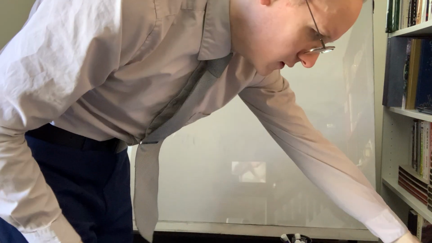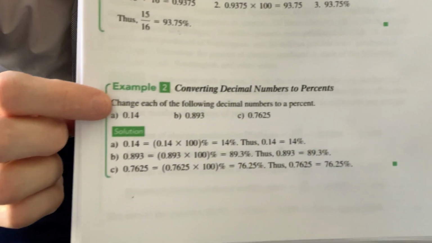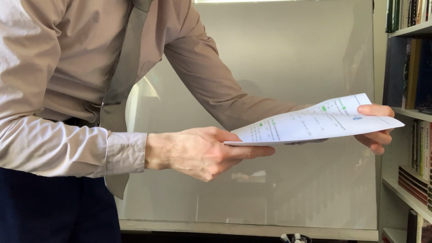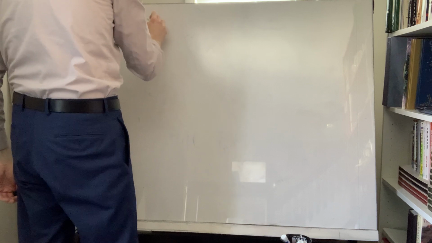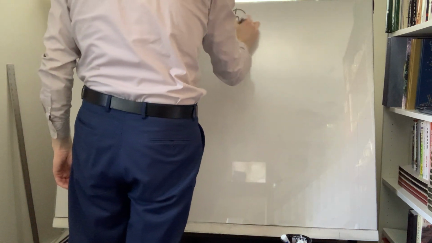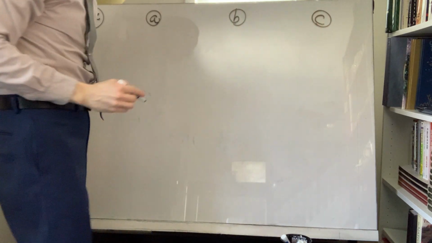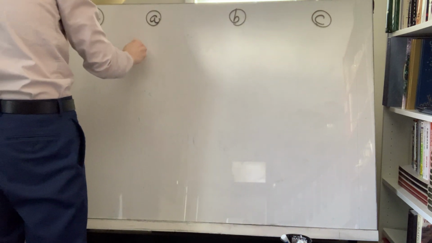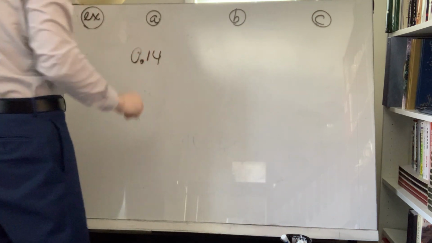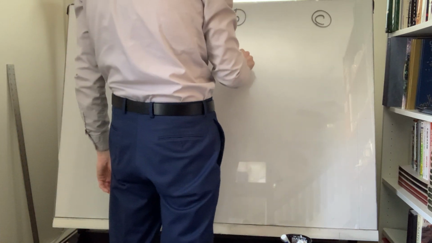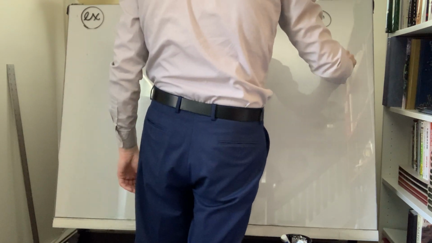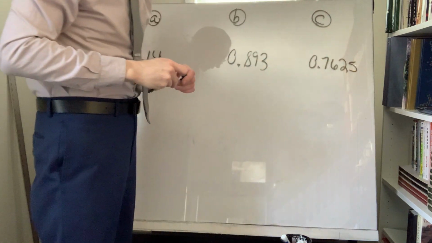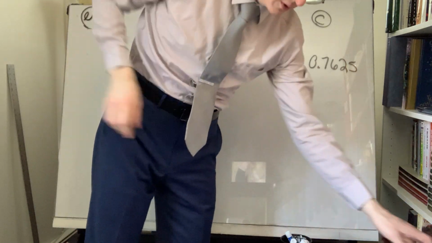Number 2, the bottom of this page here, we're going to be changing from a decimal to a percentage. So we kind of already started the technique there, right? Yeah, there will be a part A once again, a B, and a C. And the figure you were given to start with is 0.14, 0.893, and 0.7625. Right? These are pretty straightforward.